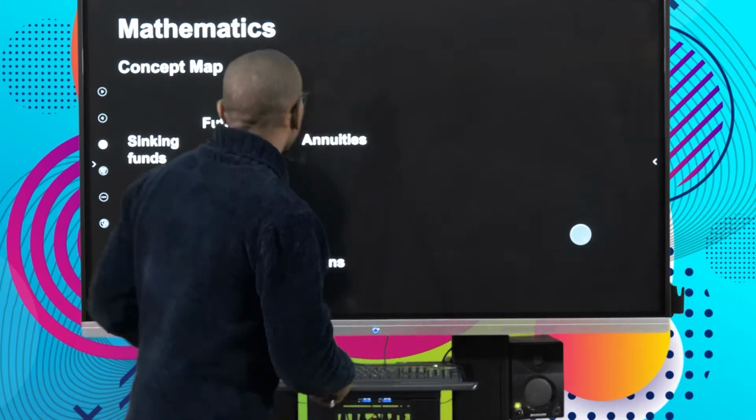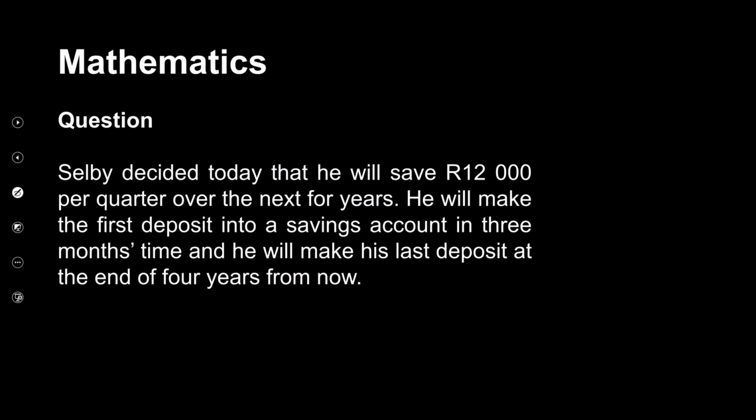So the question that we now have to do says, Selby decided today that he will save 12,000 per quarter, right? Over the next 4 years, right? He will make the first deposit into a savings account in 3 months' time, and he will make his last deposit at the end of 4 years from now.